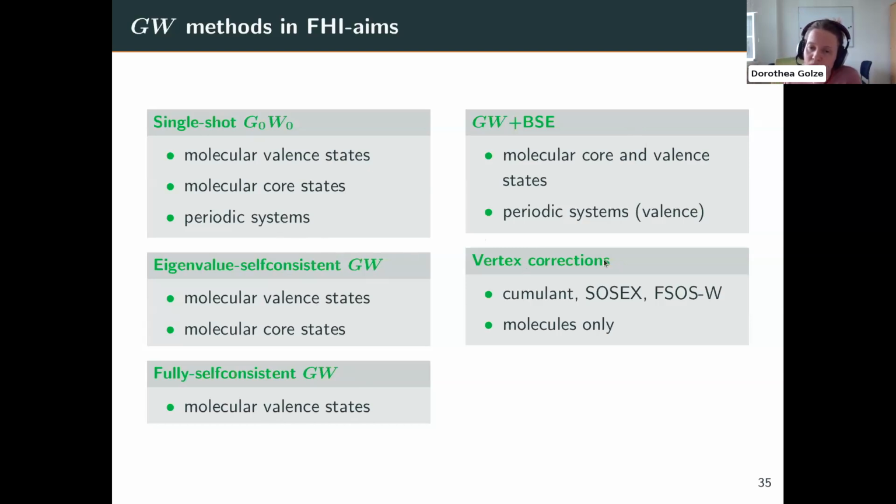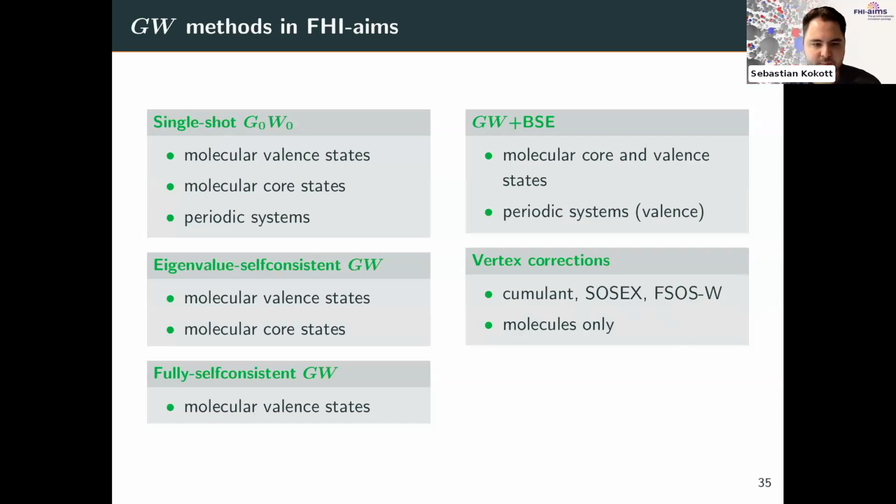But for the vertex corrections, the cumulant is not costing much on top. The vertex corrections themselves are also very expensive, right? So then it's more like a few, I don't know, 10 atoms, 20 atoms with these vertex corrections.